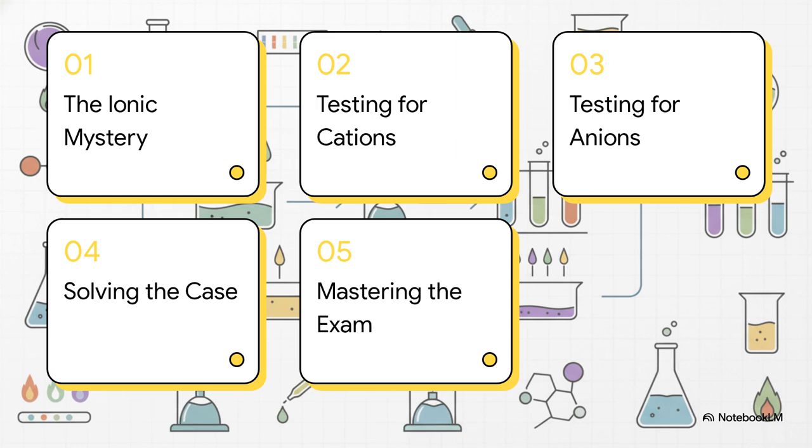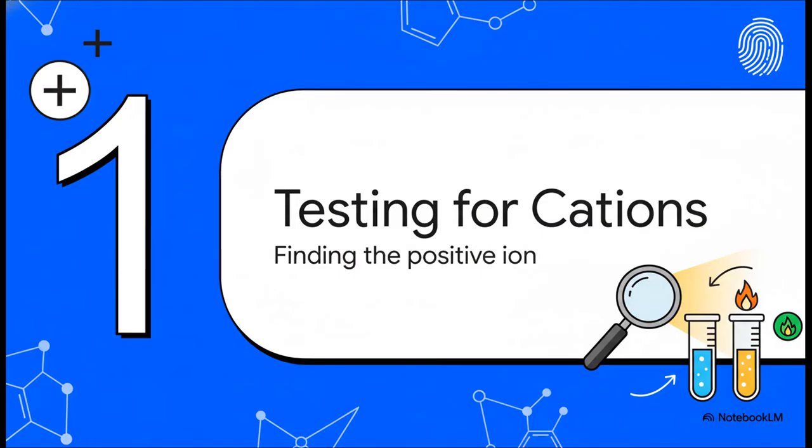Okay, so here's our game plan. We're going to start with the mystery of the ionic compound. First, we'll hunt for the positive ions, the cations. Then we'll track down the negative ions, the anions. After that, it's all about putting those clues together to crack the case. And finally, we'll talk about how to nail this in your practical exam. Let's get into it.